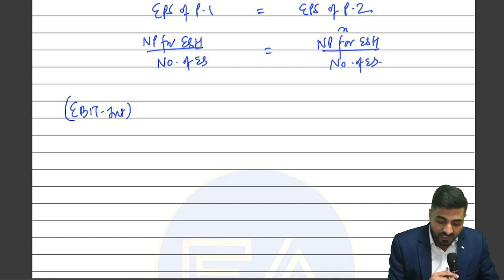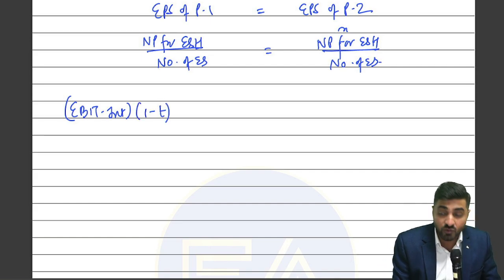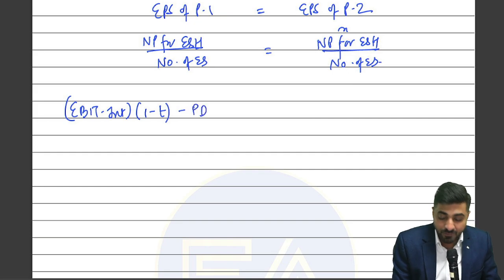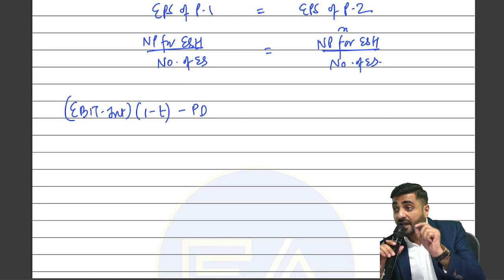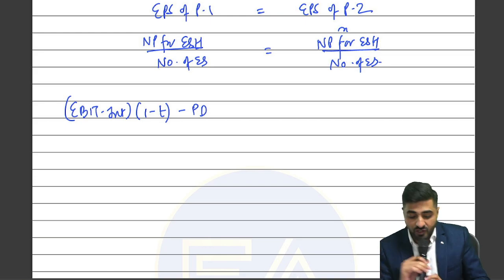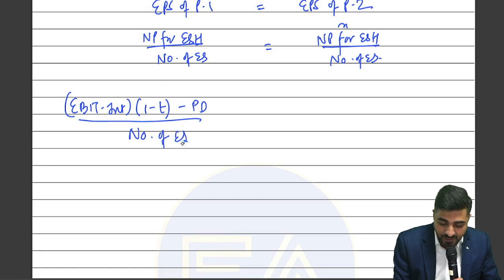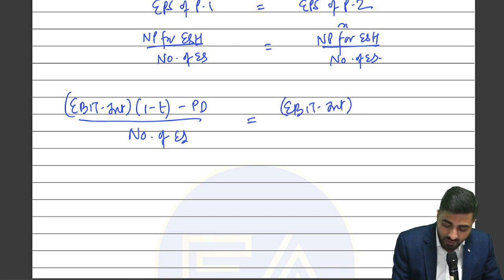EBT. EBT, if I multiply by 1 minus tax, what do I get? EAT. From EAT, if I subtract preference dividend, what do I get? Net profit for equity shareholders. If I divide this by number of equity shares, what do I get? EPS. Can I say this should be equal to this? Both things should be the same.